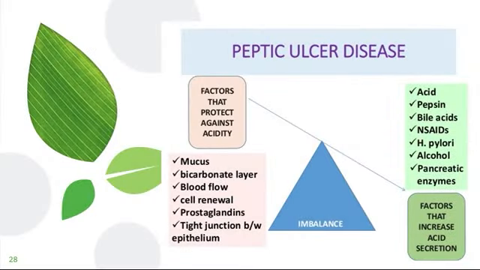Peptic ulcer risk is high in case of imbalance between factors that protect the stomach, such as mucus, bicarbonate layer, blood flow, cell renewal, prostaglandins, tight junctions of the epithelium, and the factors that increase acid secretion, such as acid, pepsin, bile acid, Helicobacter pylori, alcohol, and pancreatic enzymes.